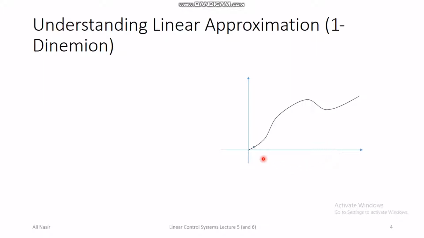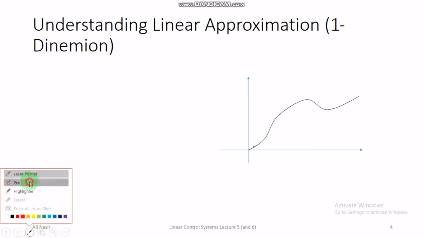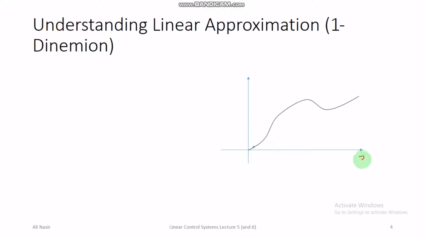But if you pick any operating point, if you pick a value of x, let me write it down: this is x, and this is f of x. Sorry about this poor handwriting. I don't have a writing pen with me, so I'm just writing using the mouse pad of the laptop.